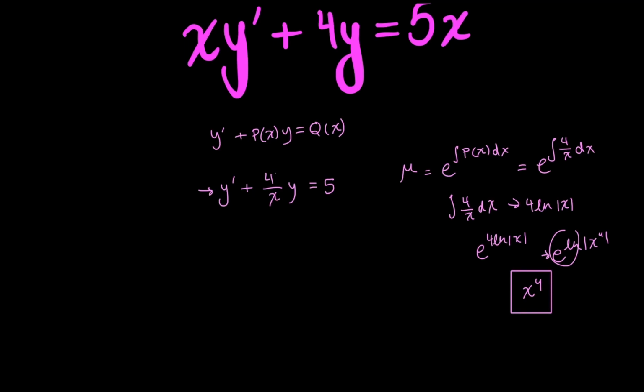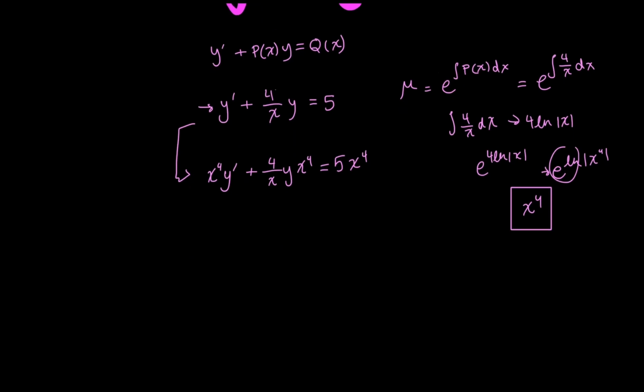Now that I have my integrating factor, what I'm going to do is multiply it by both sides of my differential equation. So now when I multiply my integrating factor, I'm going to have x to the power of 4 times y prime plus 4 over x y times my integrating factor x to the power of 4, and then also multiplying that 5 by the integrating factor, and this is what I have. Now, I want you to just look at the left-hand side of my equation and take a minute to see if anything looks familiar. The trick with the integrating factor is that this left-hand side should be equal to a product rule of something.